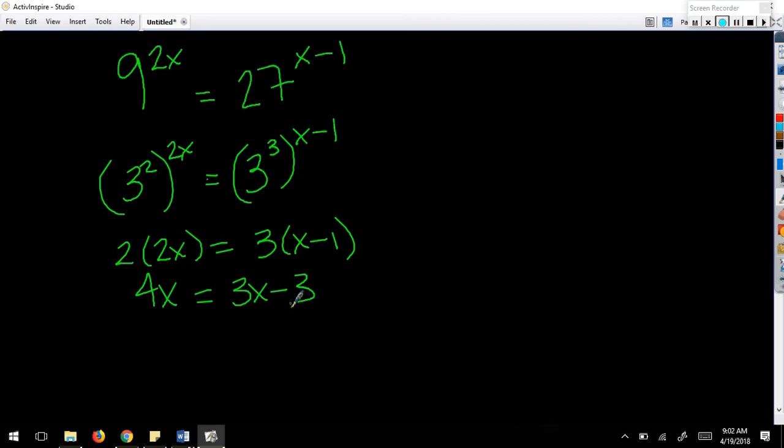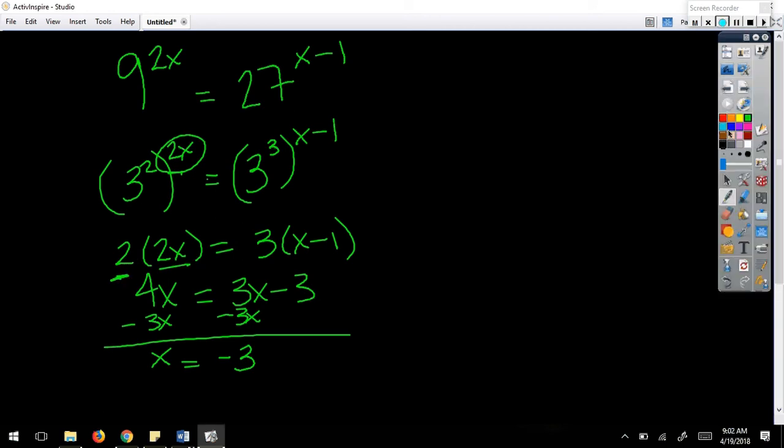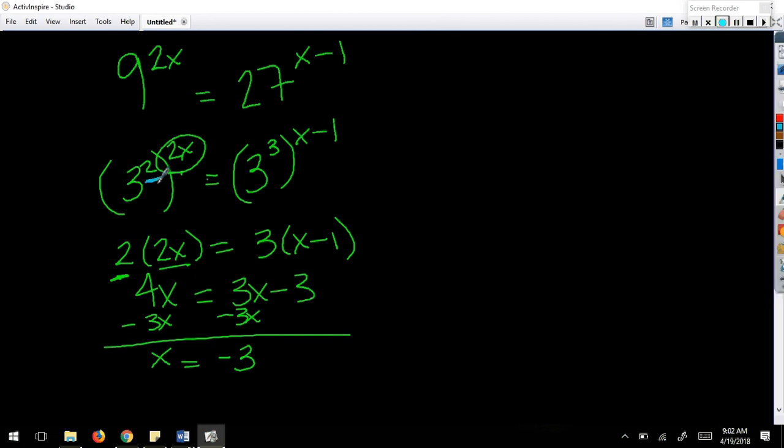How do you manipulate that to solve for x? Minus 3x. How did you get that 2 on the outside? Because whenever I manipulated this base, I changed it. It became 3 squared, so that 2 came from here. You take every bit of the exponent here and every bit of the exponent there. So you have to get the same base? Correct.